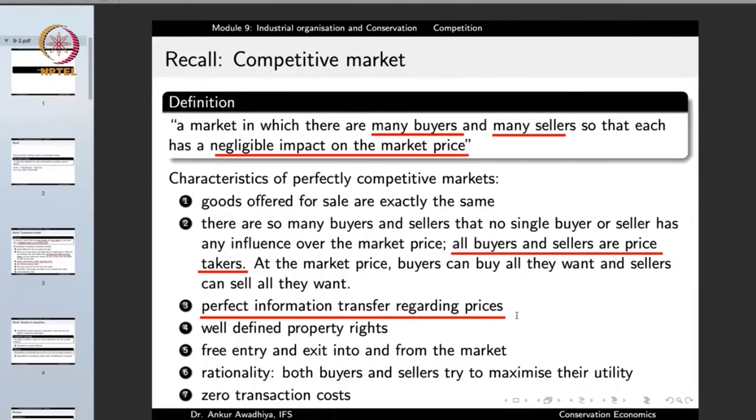because if there are buyers who find that the prices are too high, then they can go out. If there are buyers who are ready to buy at this price, they can enter into the market. There is no restriction.